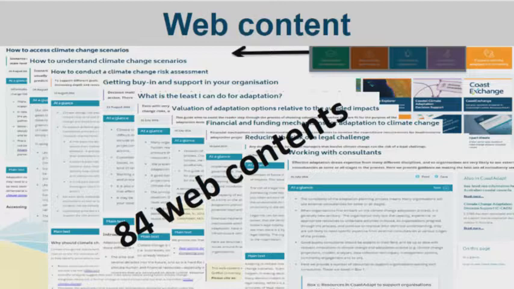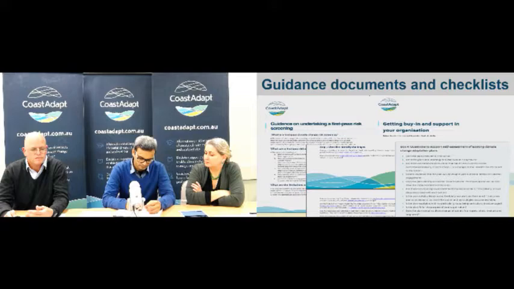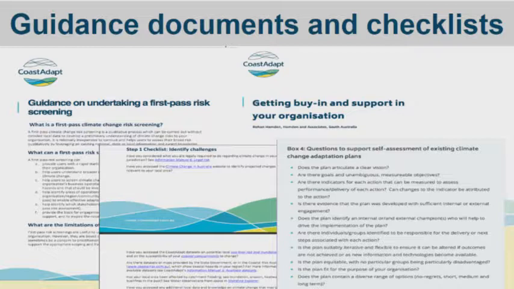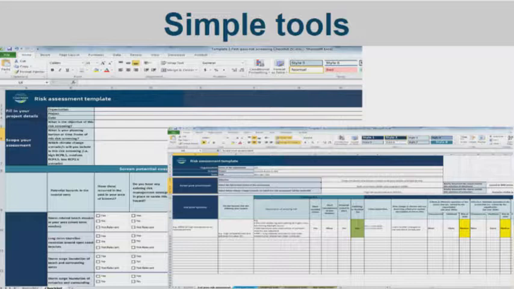We provide quite a lot of guidance documents and checklists that can help you to do activities associated with your adaptation planning and can help you to assess whether you are doing things according to good practice or not. We also have some simple tools that can help you to go through and actually undertake certain things, such as your first, second, or third pass risk assessments.